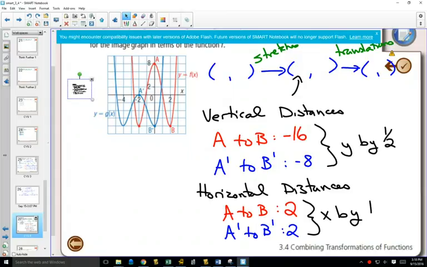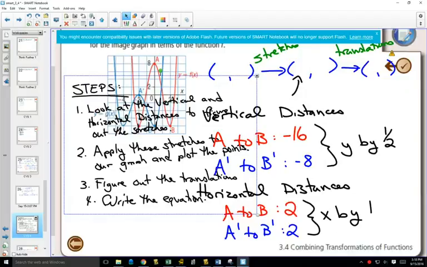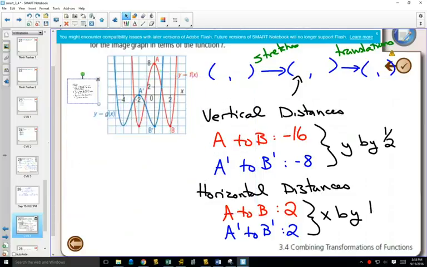If we read step 2 again here, step 2, apply those stretches to our graph and plot those points. So our original graph was the red one. If I multiply the x by 1/2 and the y by 1, point A will go to 0,4. Point B, if I multiply the x by 1 and the y by 1/2, point B will go to 2,-4. So step 2 is just applying those stretches, compressions to our points and showing where they are on our graph.